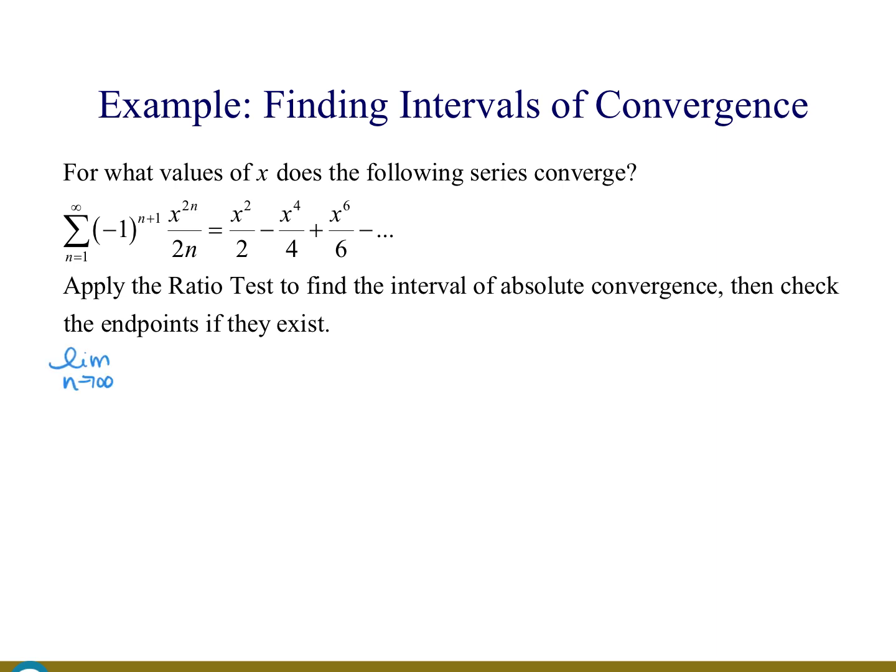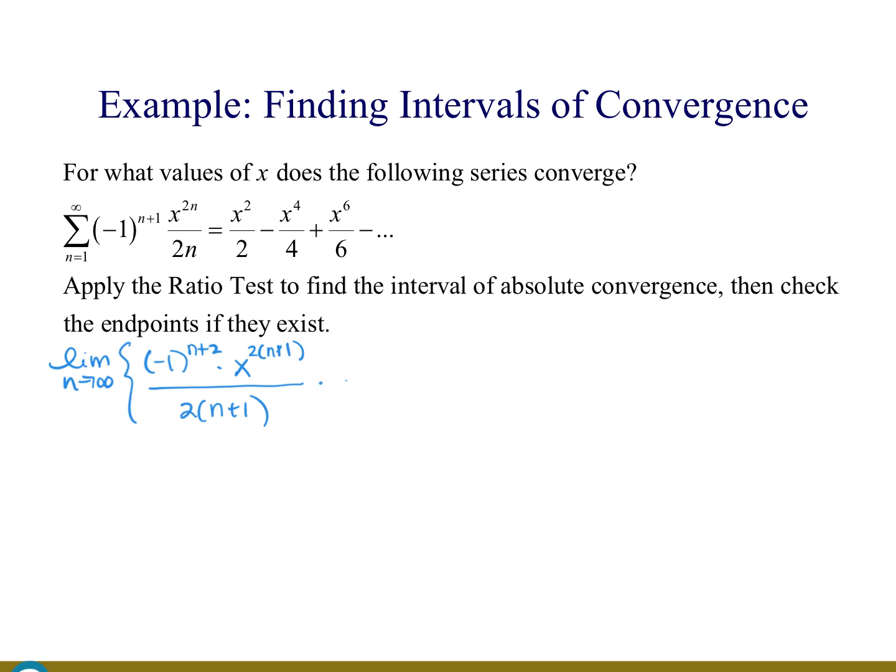So the limit of my ratio test will be set up like this. I'm going to have (-1)^(n+2), x^(2(n+2)) over 2 times (n+1), which will turn into n+2. There we go. All right, there's my first term. That's my n+1 term.